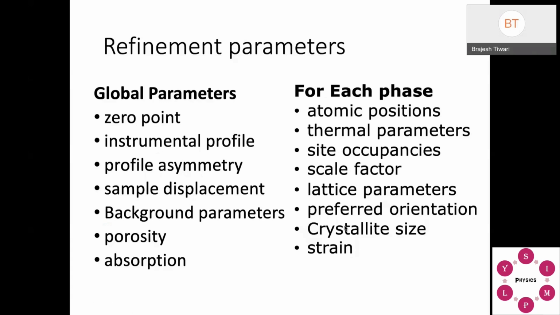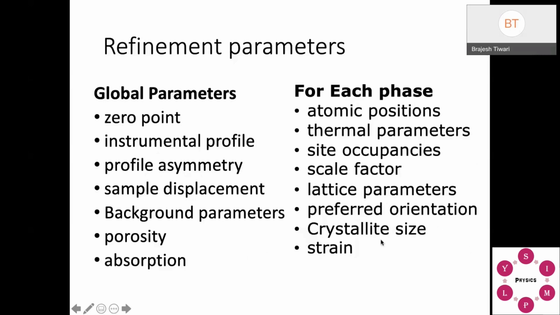Preferred orientation. By the way, you should not do preferred orientation if you know that your sample is totally random, in the sense that you have a totally polycrystalline sample. If you have a sample which is not polycrystalline and you expect it to have a preferred orientation, then only you should try to refine the preferred orientation. Otherwise, it's unnecessary and not very useful. Lattice parameters certainly you have to define, crystallite size and strain and other things. So for each phase, these things should be defined.